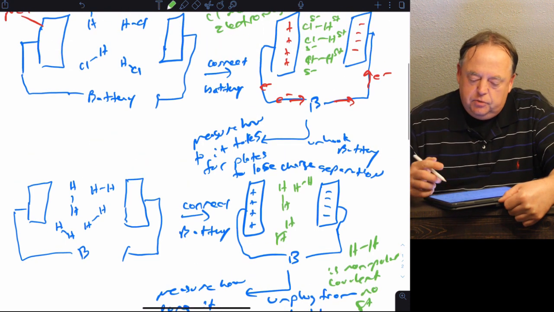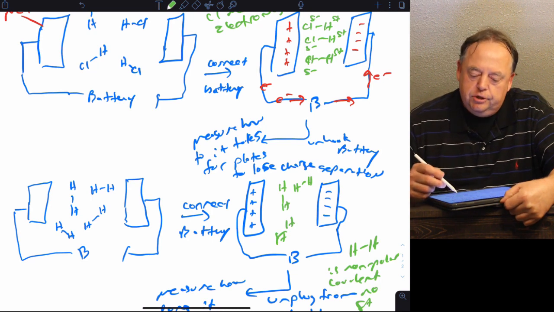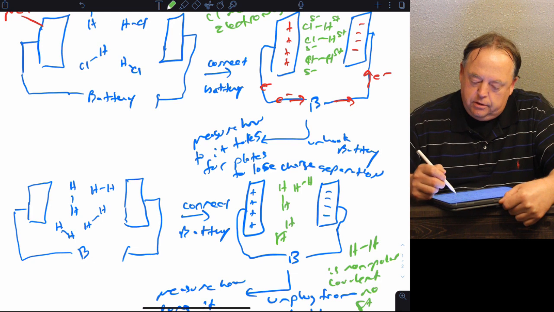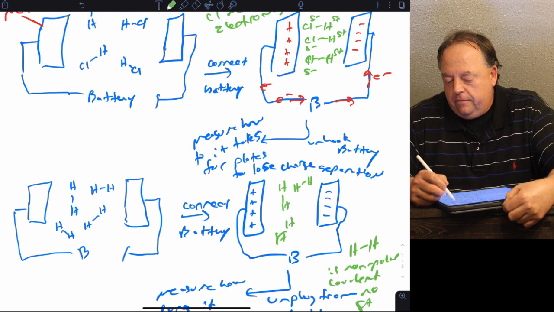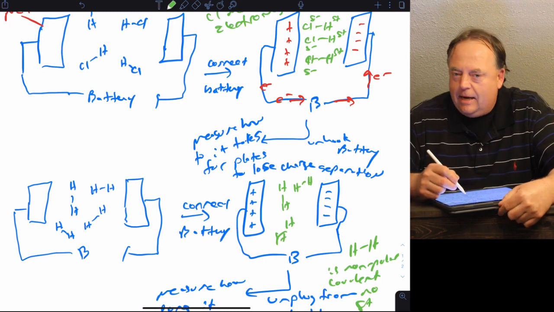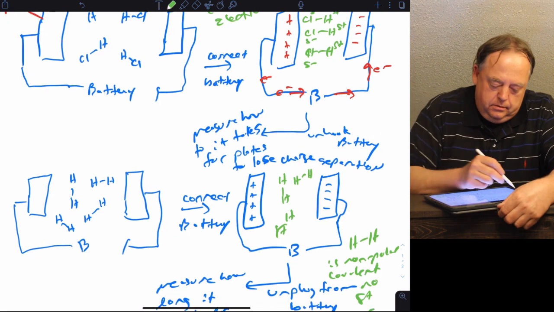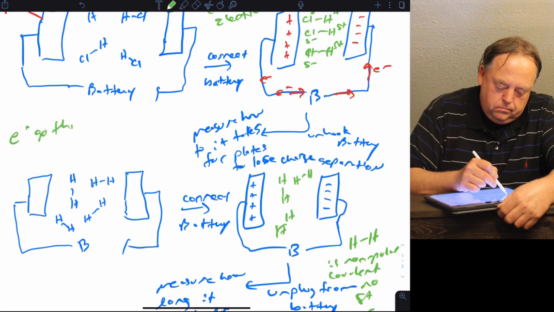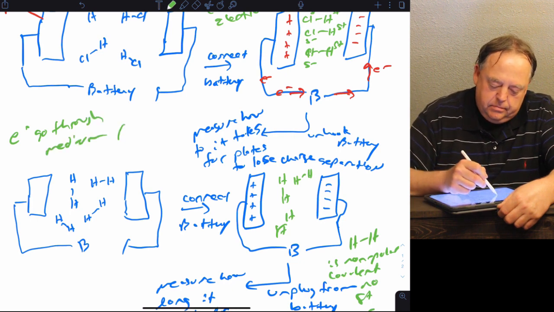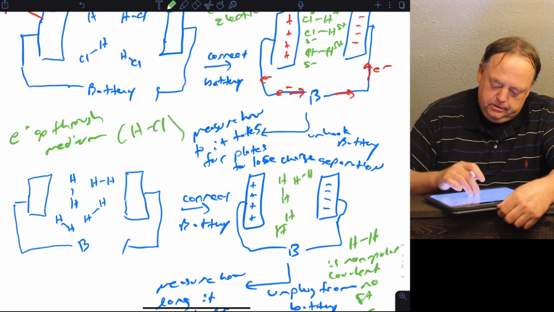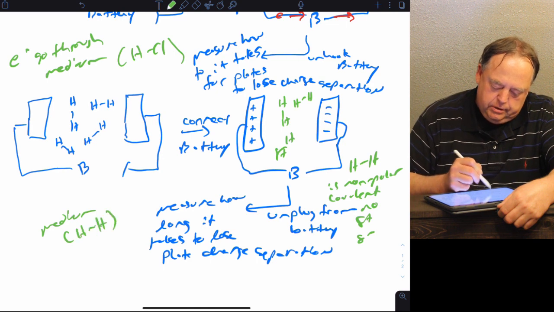And so what you do now in this experiment is unhook the battery and measure how long it takes for the plates to lose their charge. So if you unhook the battery, how do the electrons get from the negative plate to the positive plate, because they can't go through the battery anymore? Well, they would go through the medium, which is HCl in this case, and H2 in this case.